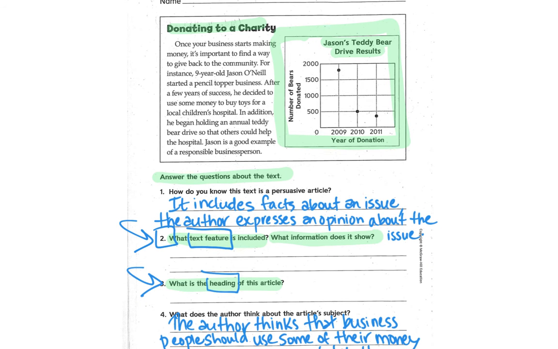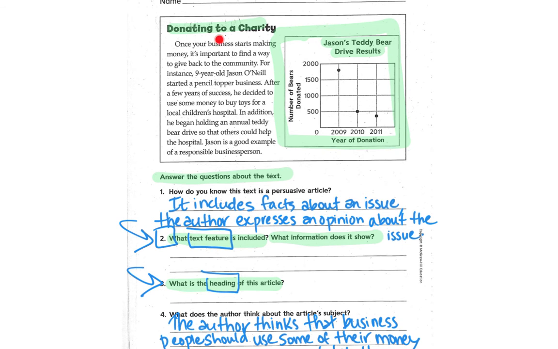In this particular page, which deals with our genre, which is a persuasive article, as we've talked about, a persuasive article includes facts about an issue. The author expresses an opinion also about the issue. They're trying to persuade us.